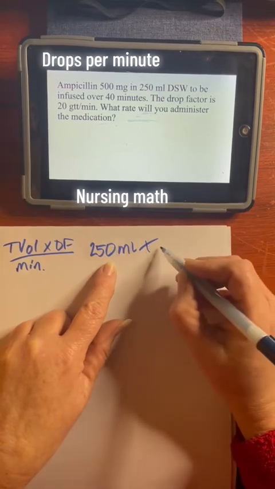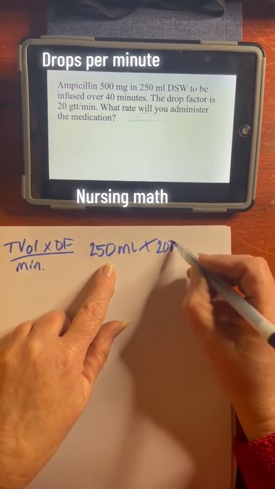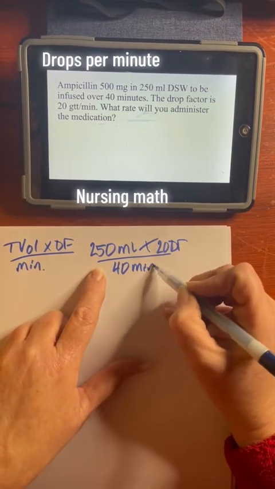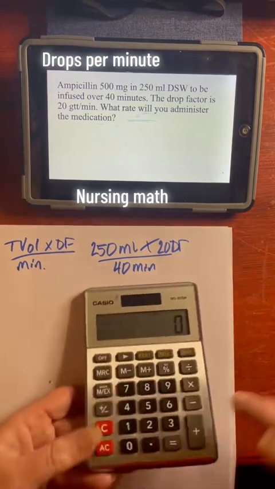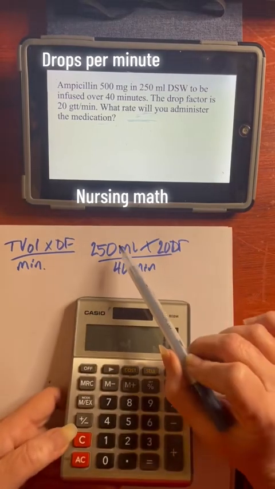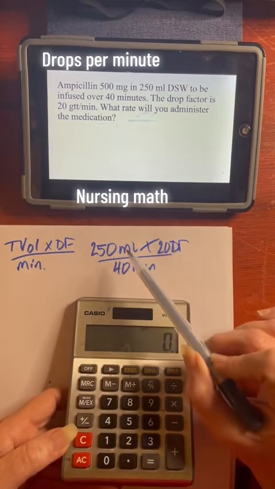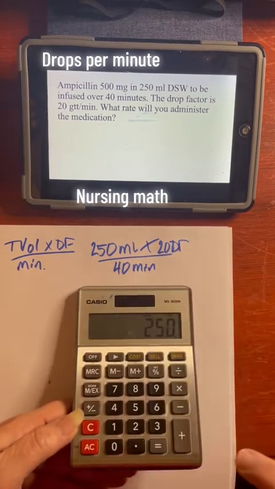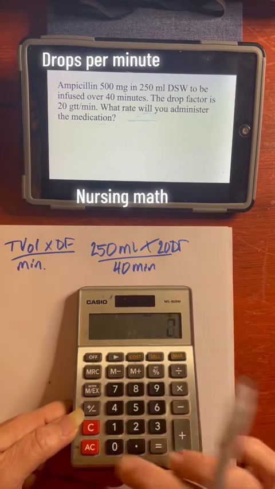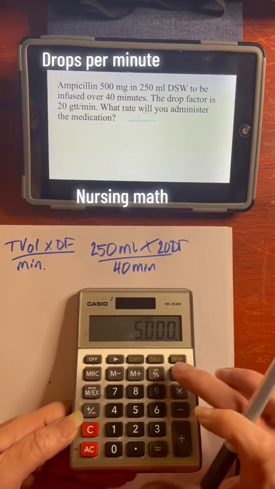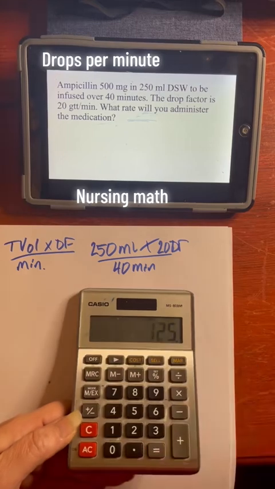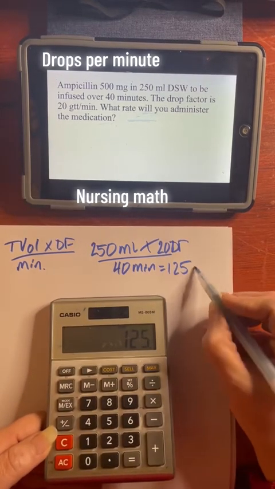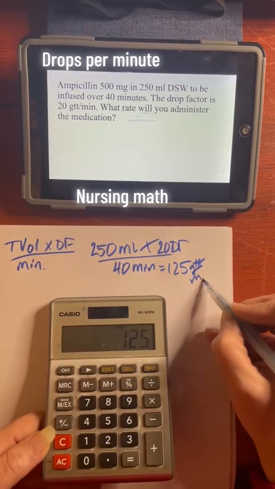The 500 is a distractor, so don't let it distract you. Times the drop factor, which is 20, divided by 40 minutes. And then we're going to do all the math on the top and divide it by the number on the bottom. 250 times 20 equals, divided by 40 equals. That should go at 125 drops per minute.